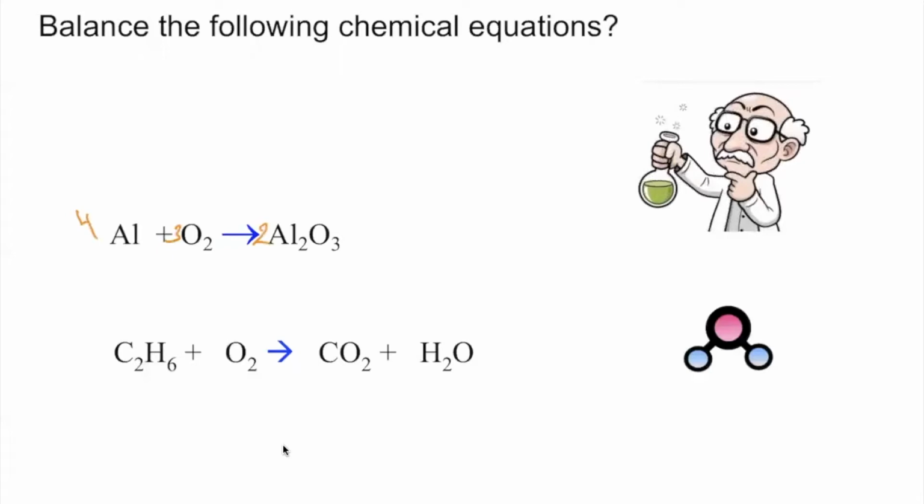The last one, which is a little bit more tricky, your coefficients are going to be 2, 7, 4, and 6. I hope this gives you enough practice for balancing equations. Once you have mastered this topic, we are now going to move on to stoichiometry, where we're going to start doing equations between reactants and products. It is important that you master balancing equations before moving forward to the next video.